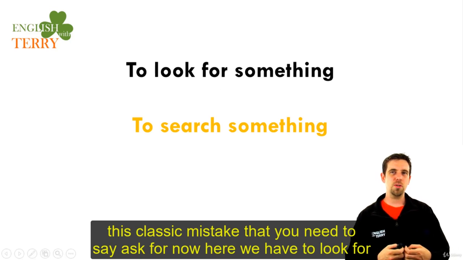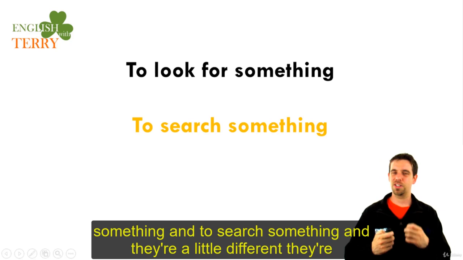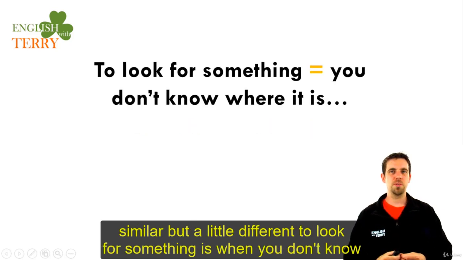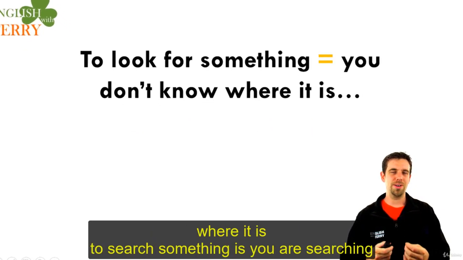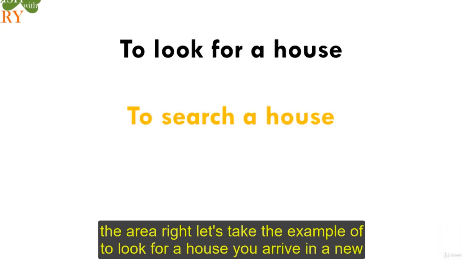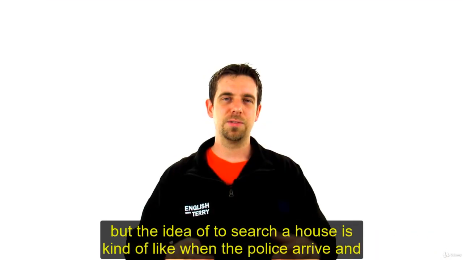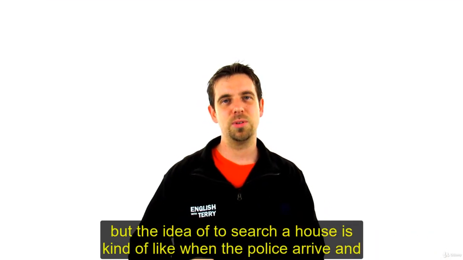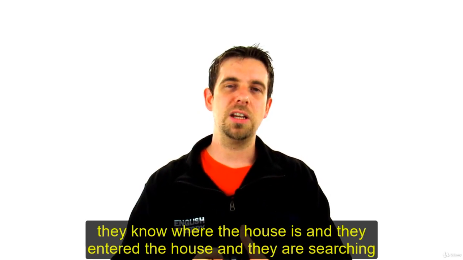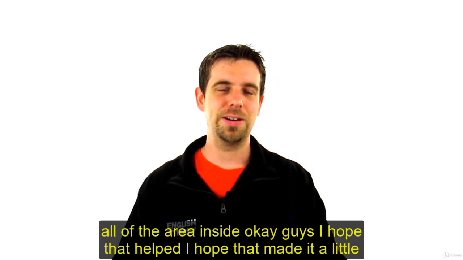Now here we have to look for something and to search something, and they're a little different. They're similar but a little different. To look for something is when you don't know where it is. To search something is you're searching the area, right? Let's take the example of to look for a house. You arrive in a new city and you're looking for a house as you don't know where it is. But the idea of to search a house is kind of like when the police arrive and they know where the house is and they enter the house and they're searching all of the area inside.